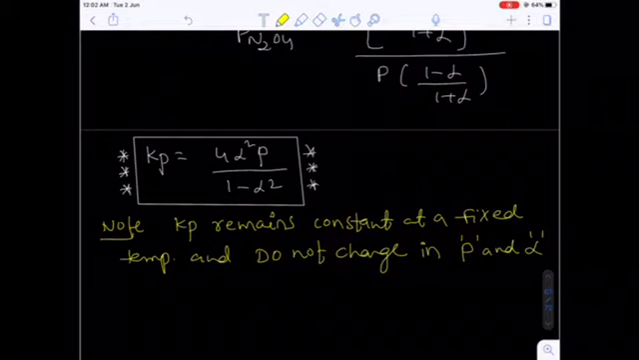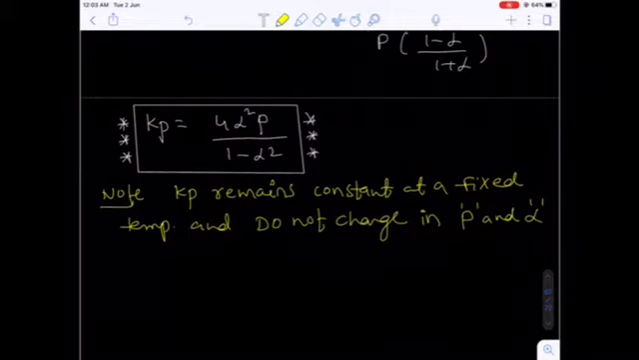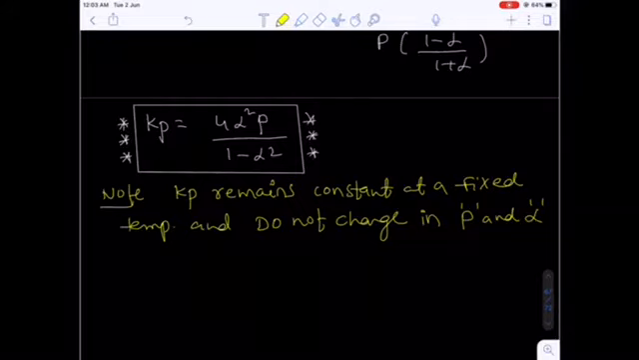You may expect that Kp is directly proportional to alpha square, or Kp is directly proportional to pressure. By seeing the expression, most students will think so. But this is incorrect. Kp is independent of alpha and independent of the pressure. This is very important. Are you getting my point? Because Kp is a function of only what? Temperature.